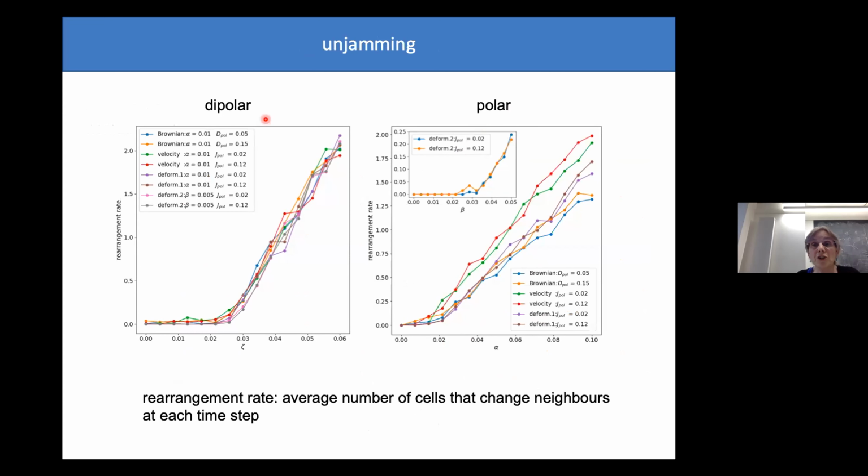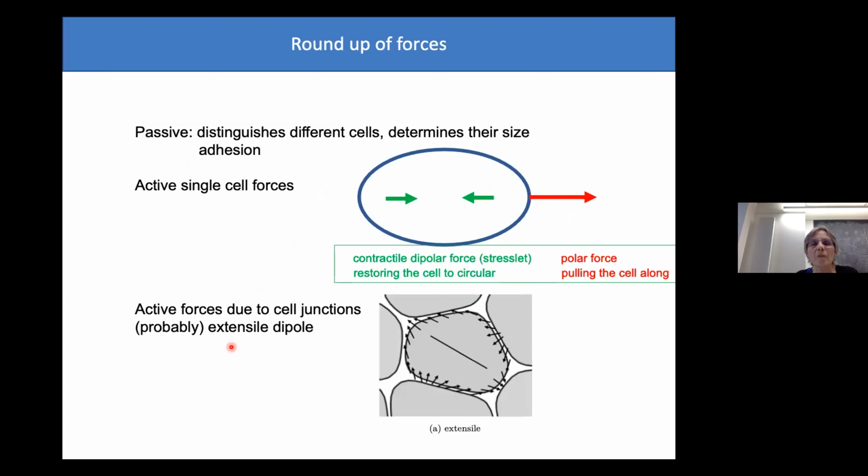Dipolar interactions, just like polar ones, can get you from a glass to a liquid. They can make it easier for the cells to rearrange. And the transition is much sharper, for reasons I don't really understand, but the transition between the glassy state and the liquid state is much, much sharper. So this is the summary of the forces that I've put in the model so far.